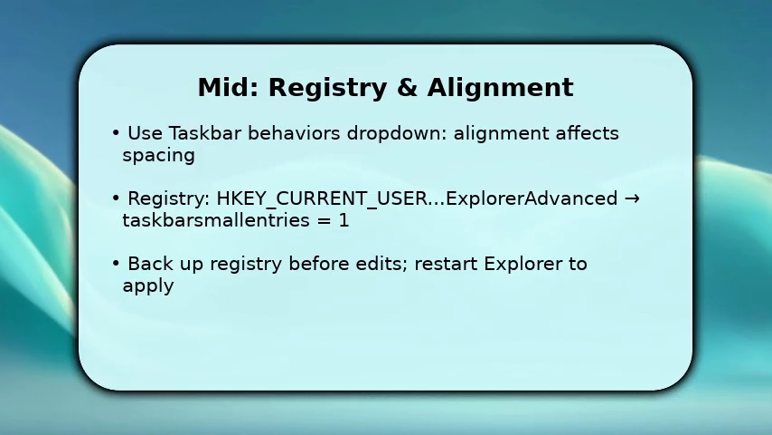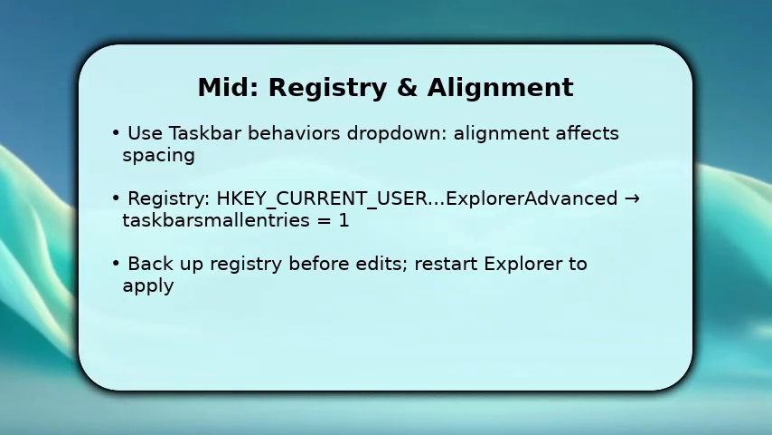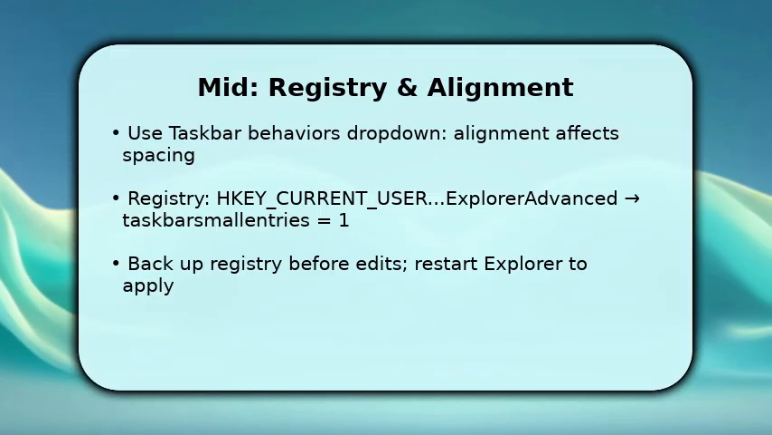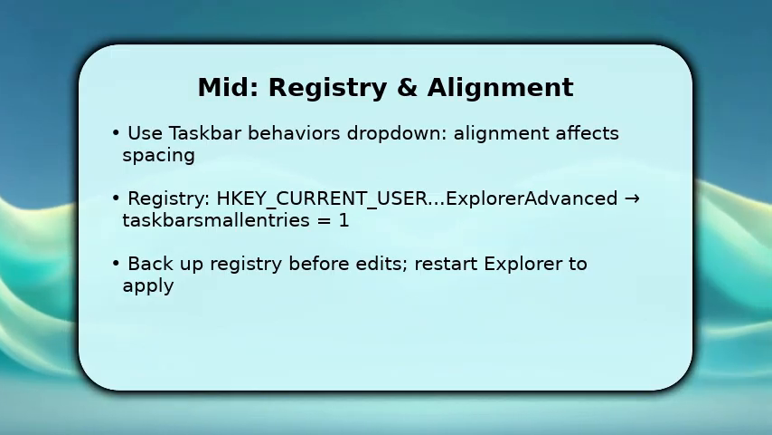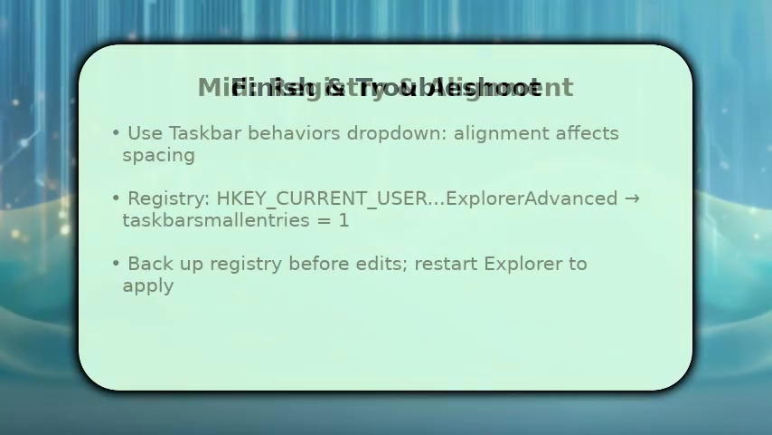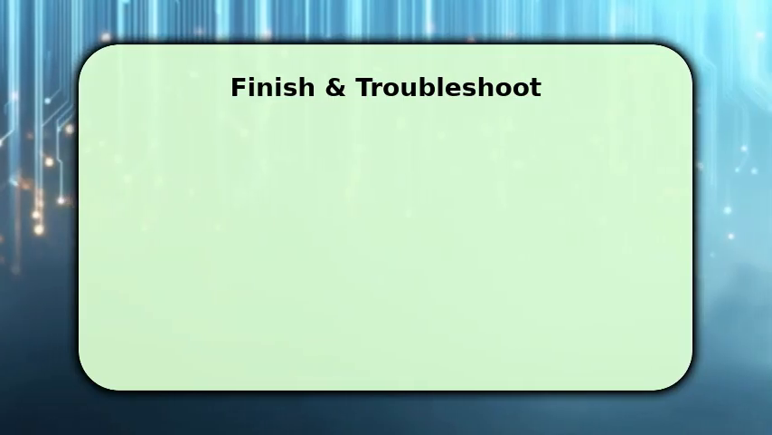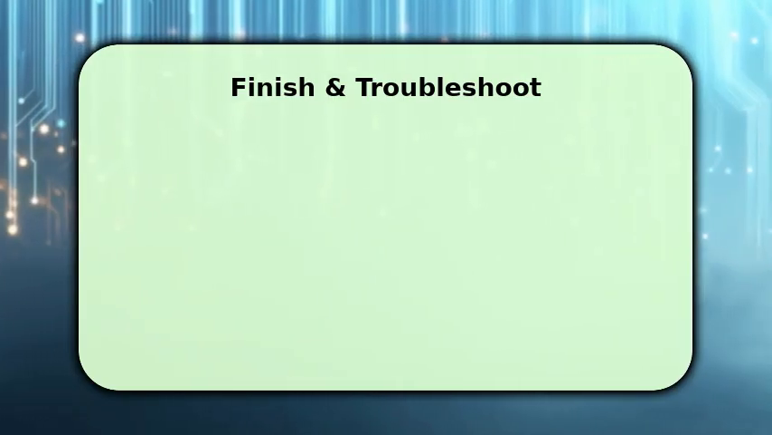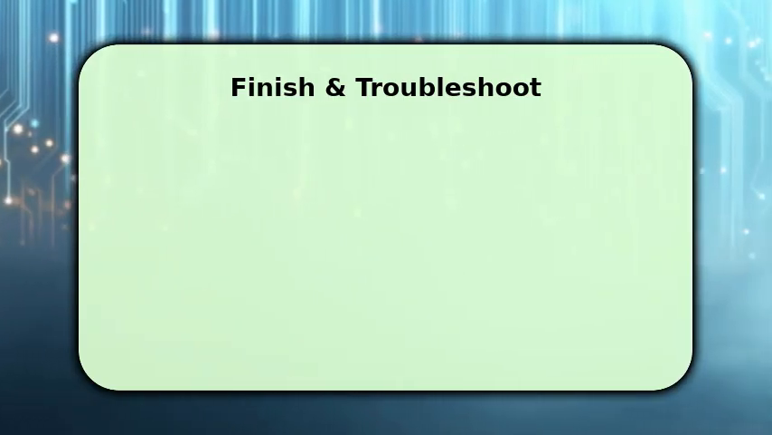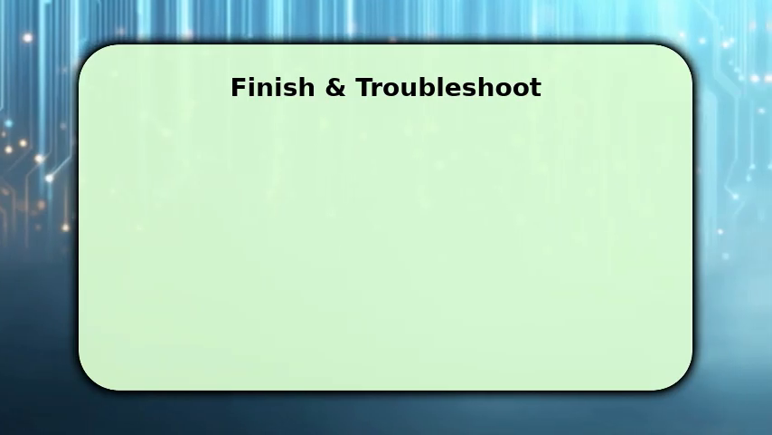Finalize by reevaluating icon scale and taskbar padding for comfort. Open Display Settings and adjust scale and resolution if icons still look too large. 100% scale tightens layout. Then, right-click the taskbar and toggle any overflow or widget settings that add space.